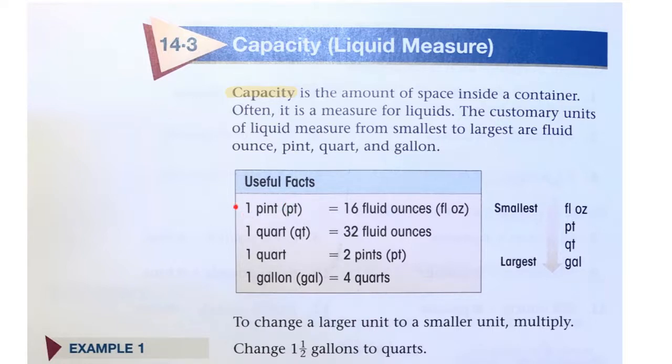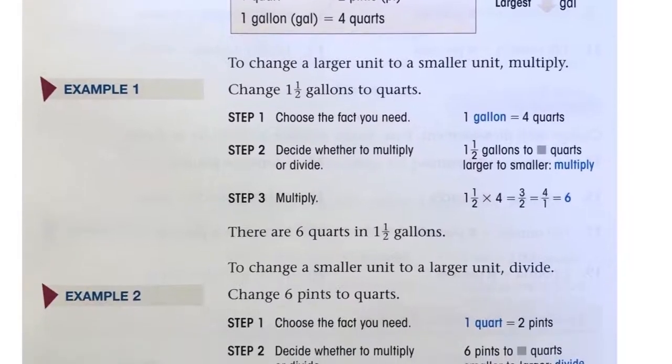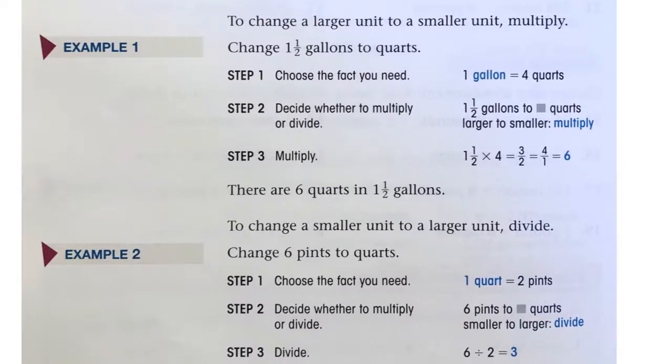To get 1 pint, you'd have 16 fluid ounces. For 1 quart, 32 fluid ounces, or 2 pints. To make 1 gallon, it takes 4 quarts. Fluid ounces, pints, quarts, gallons. To change a larger unit to a smaller unit, we multiply.